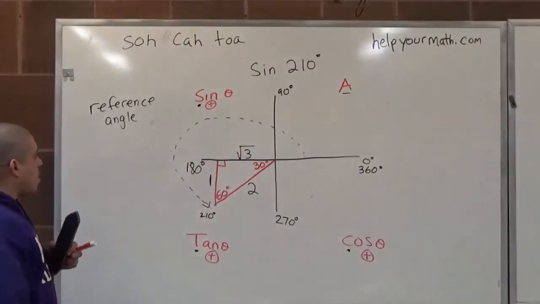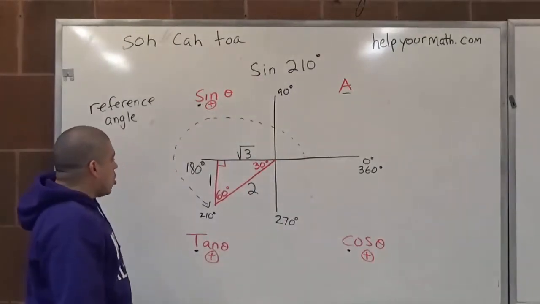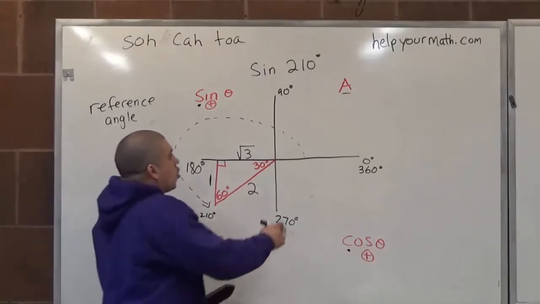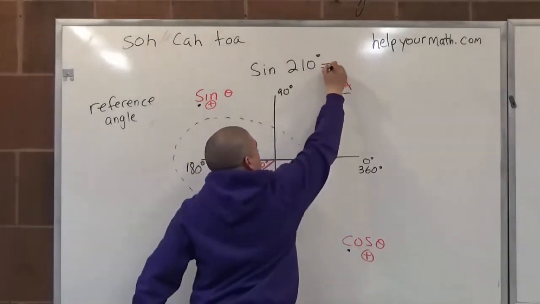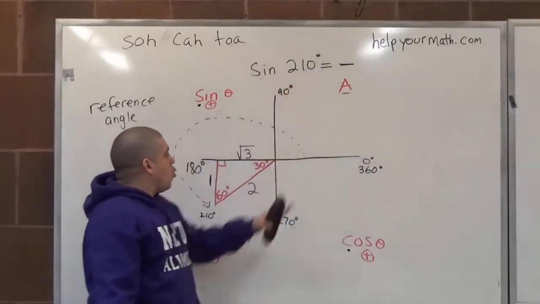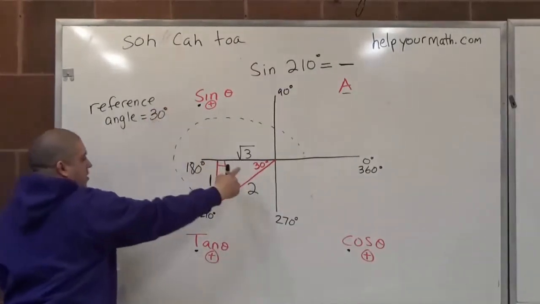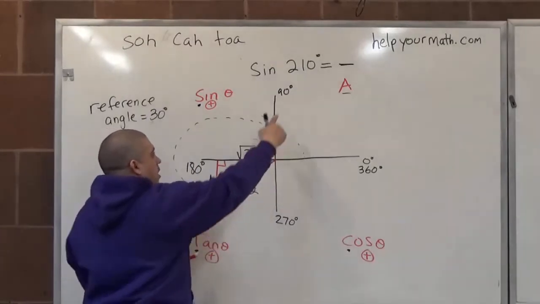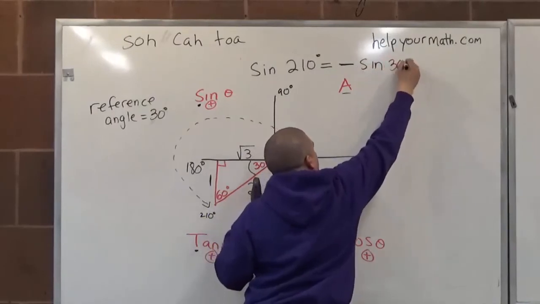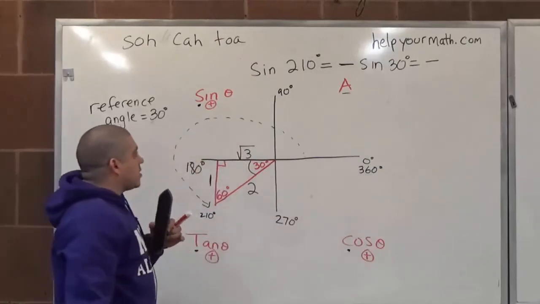Now we're about to figure out the sine of 210 degrees. In this region here, only the tangent of an angle is positive, so we know that sine is going to be a negative value. Instead of dealing with 210 degrees, we're going to look at the reference angle. The reference angle is 30 degrees, this angle right here. So instead of 210, we're looking at the reference angle, so it's negative sine of 30 degrees. My answer is going to be negative, and now I'm going to evaluate sine of 30 degrees.